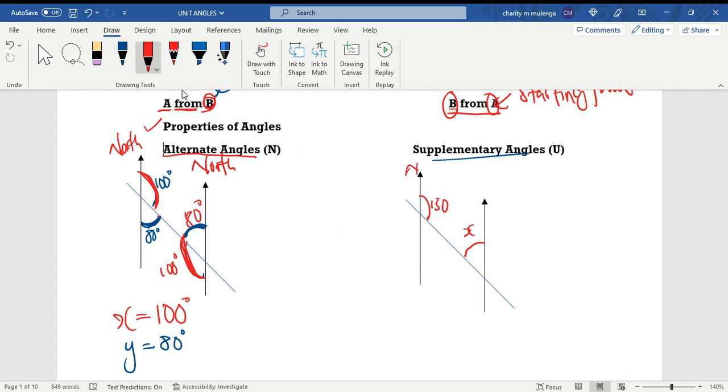For example, in this case, we've got a north line there, and we've got a north line there. So these two angles, 130 plus x equals 180. In short, to find x, we subtract 180 minus 130. Why are we subtracting from 180? Because we know that x and 130 are supplementary, meaning they add up to 180. So 180 minus 130, we're getting 50 degrees.